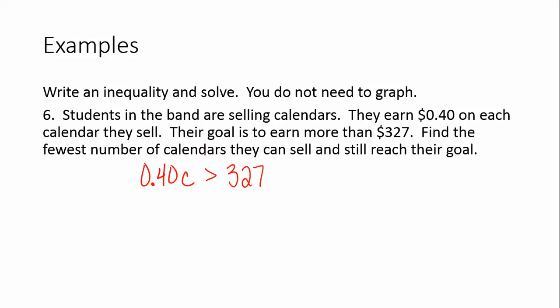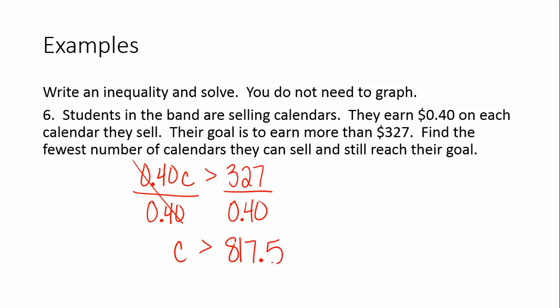So to find the fewest number of calendars, if we divide both sides by the 40 cents, that'll give us the number that will put us just over 327. So we're going to divide both sides by 40 cents, or 4 tenths. 327 in your calculator divided by 0.40 is 817.5. And so we have to be kind of careful here.